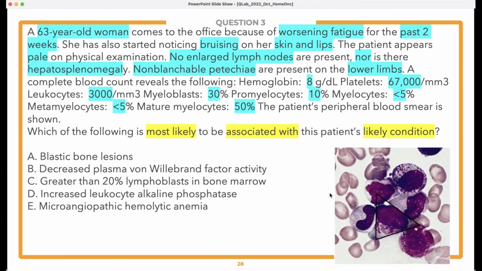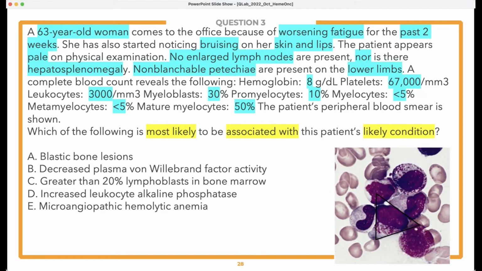Answer choice E, microangiopathic hemolytic anemia. D, increased leukocyte alkaline phosphatase. C, greater than 20 lymphoblasts in bone marrow. B, decreased plasma von Willebrand factor activity. And A, blastic bone lesions.